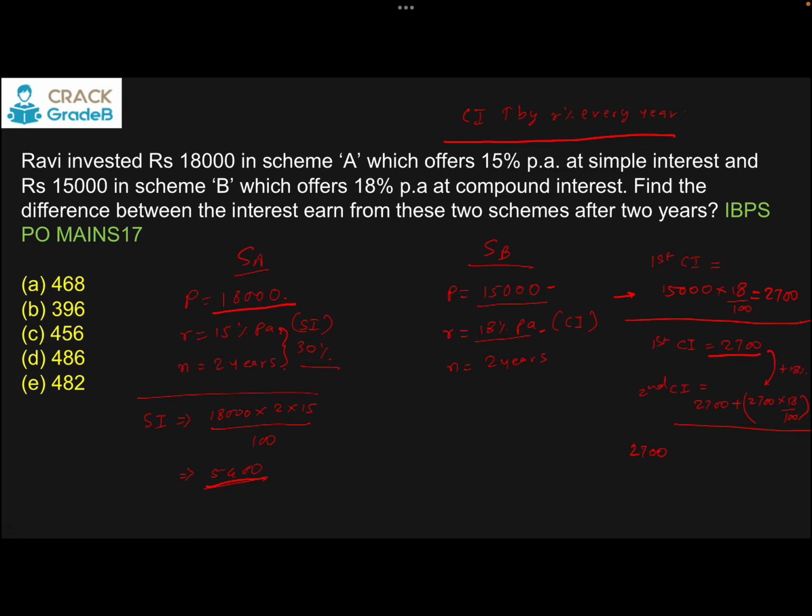So for the first year the compound interest was 2,700. For the second year it is going to be 2,700 plus 2,700 into 18 upon 100. So this 0 will get cancelled, and because this also constitutes 5,400, the difference between these two is going to be this extra portion, which is 27 into 18. And if you just do this product here, the answer is going to be 486. 486 is the answer to this question.